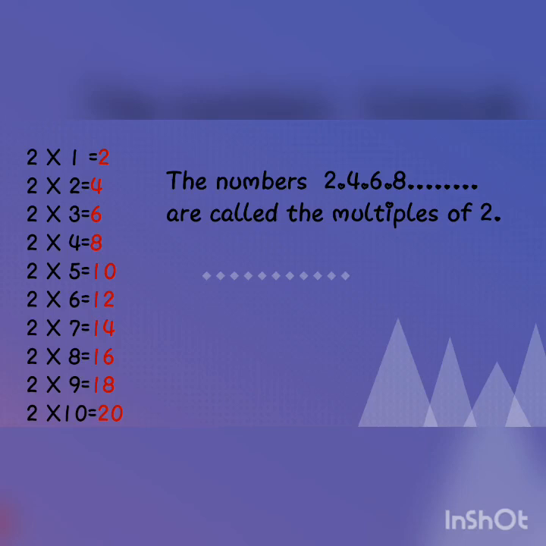Here, the numbers 2, 4, 6, 8, 10, and so on are the numbers that we get when 2 is multiplied by numbers 1, 2, 3, 4, 5, and so on. The numbers 2, 4, 6, 8, and so on are called multiples of 2. So, the product of a number and a counting number 1, 2, 3, 4, and so on is called a multiple of that number.